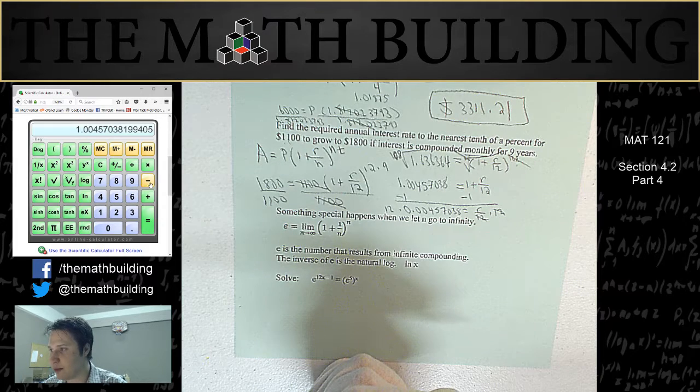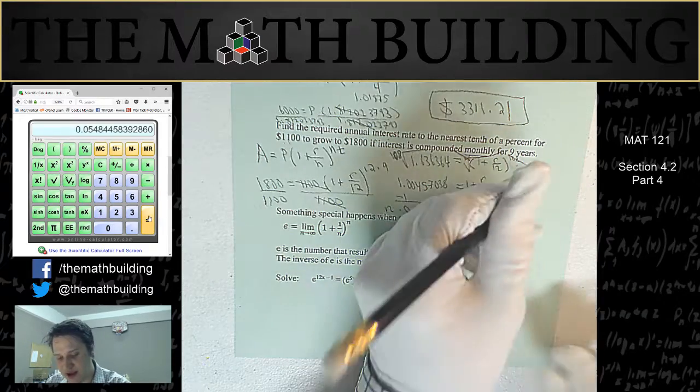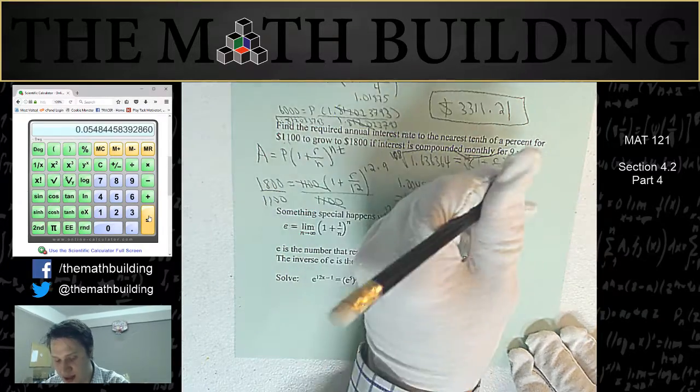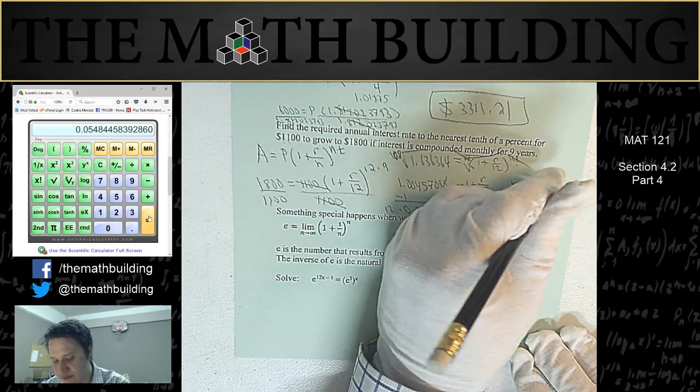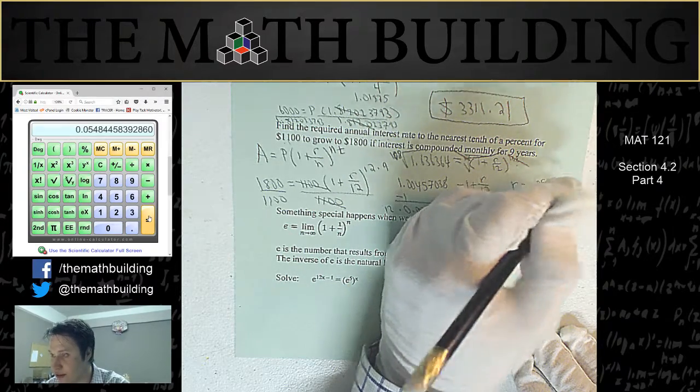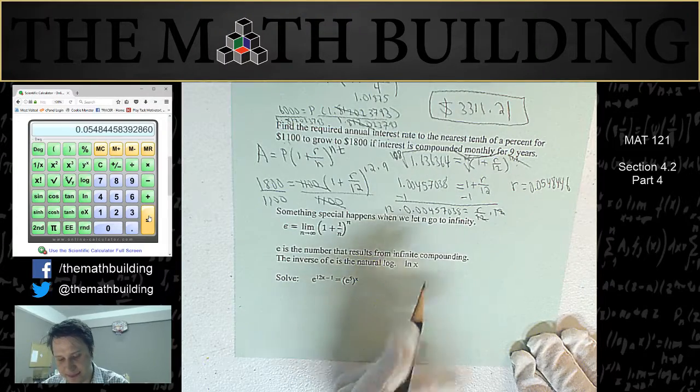Okay, so take that number minus 1, and then we times it by 12. And we get our final answer. r is equal to 0.054844, and then round the next number to a 6.